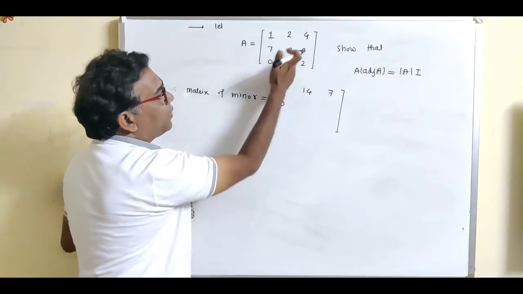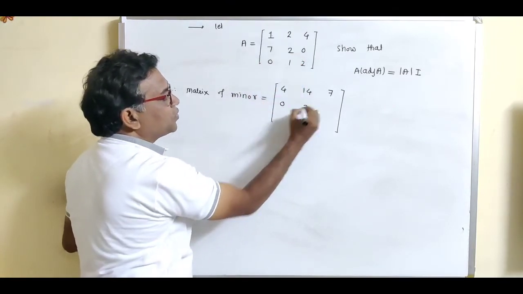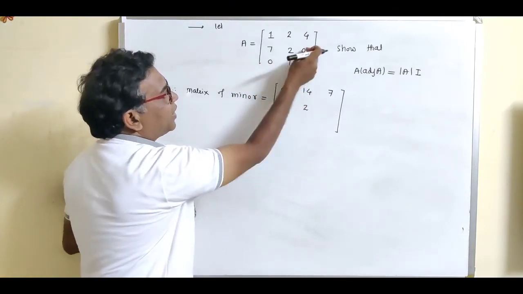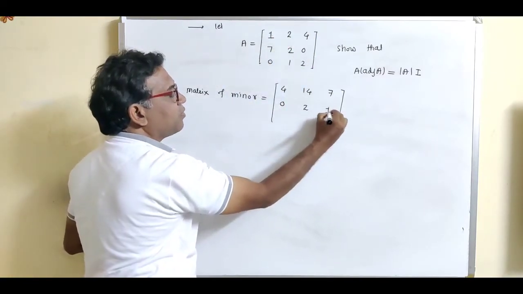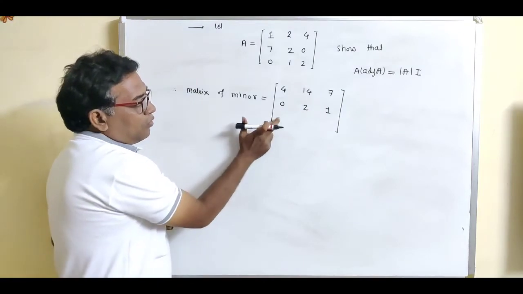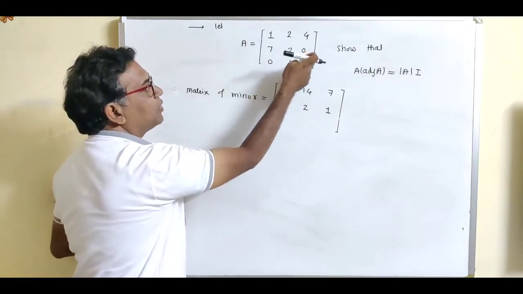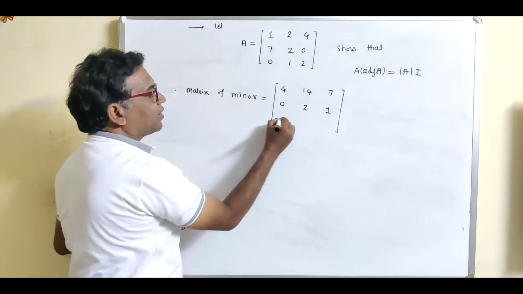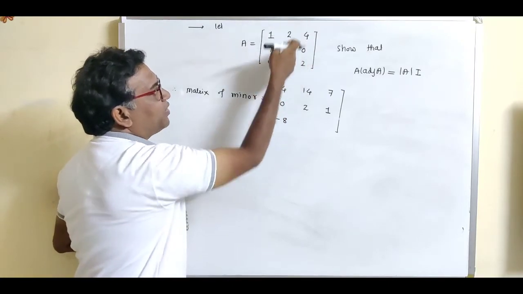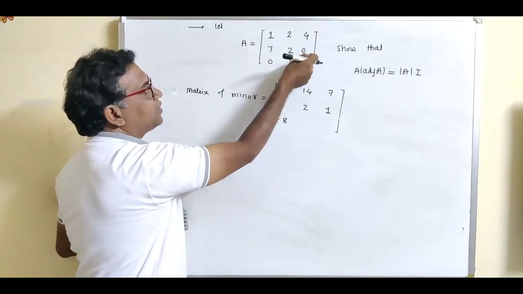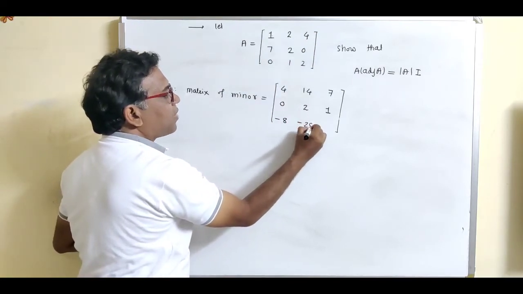Find out this middle element. Delete row and column. 2 minus 0, this is 2. Delete the next element, delete row and column and take the determinant. 1 minus 0, so this is 1. Find out this next minor element, delete the corresponding row, corresponding column. 0 minus 8, so this is minus 8. For this element we delete this row and we delete this column and take the determinant. 0 minus 28, so this is minus 28.